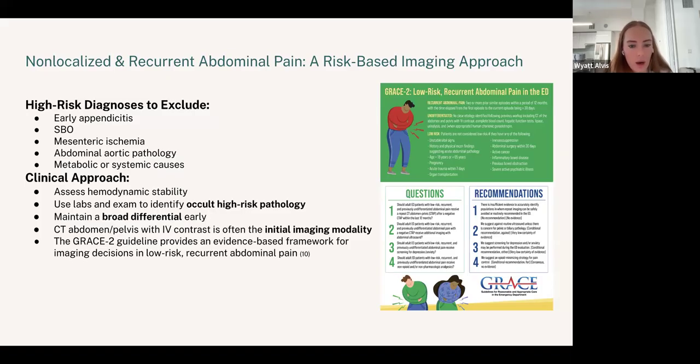And then it also details on the top, in the green section, what it means to be a low risk person with recurrent abdominal pain. So I think it's really helpful, and I've seen it on posters in our hospital, but it's everywhere. So it's definitely easy to find, which is good.